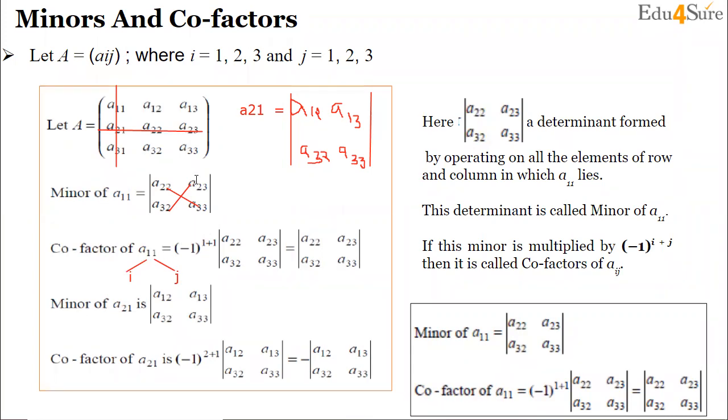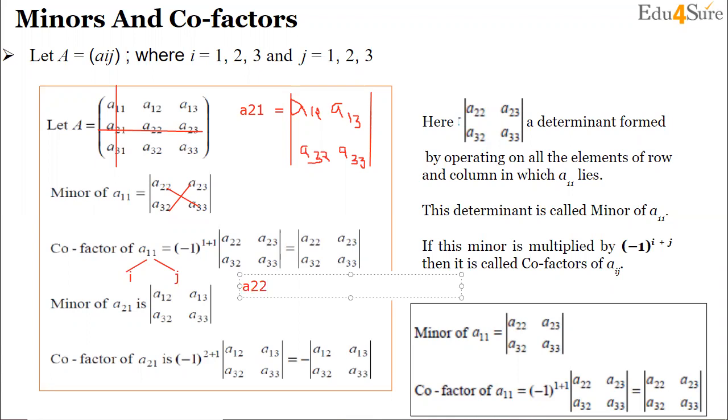Suppose for example A12. Here the i value will be 1 and the j value will be 2. So -1 to the power 1 plus 2 will become what? A cube, right? 1 plus 2 will become 3. So (-1) cubed will give you -1. Multiply by this value, whatever you get here, when you multiply A22 into A33 minus A32 into A23.